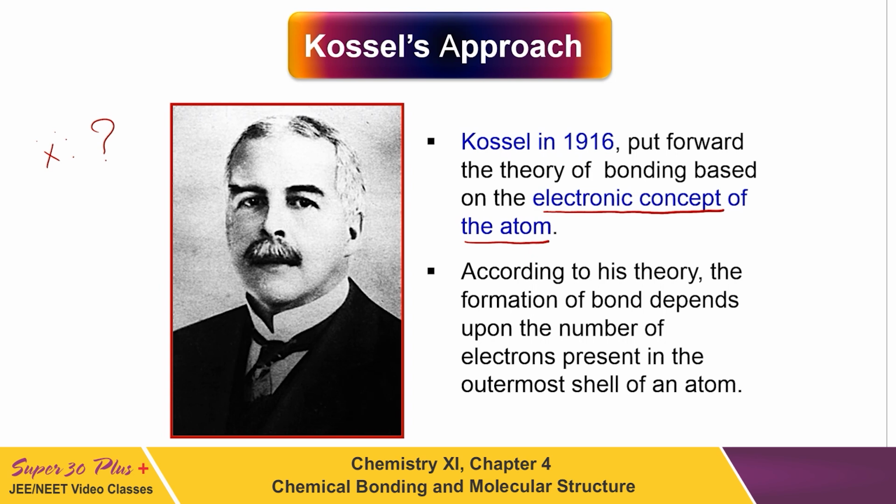Whether it will go towards ionic bond formation or proceed towards covalent bond formation will be decided by the number of valence electrons. Alright, so according to this theory, the formation of bond depends upon the number of electrons present in the outermost shell of an atom. The outermost shell is also called the valence shell. So here what is important for us is the valence shell.